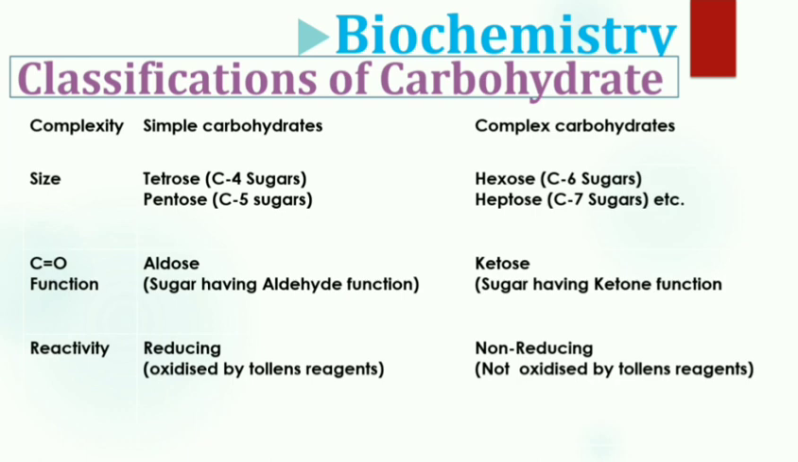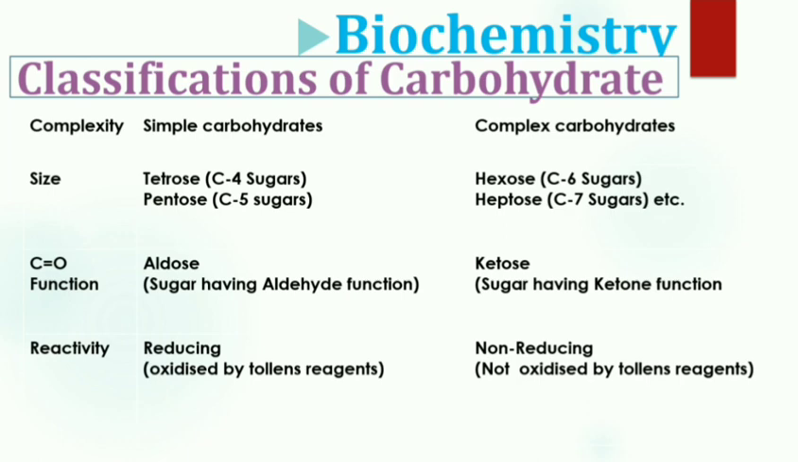Here we have classified carbohydrates into four classes, and I have given the 4 different classifications on these slides. The first class is based on the complexity of carbohydrates. It is divided into 2 classes: simple carbohydrates, which are the monosaccharides, and complex carbohydrates, which contain the disaccharides, oligosaccharides and polysaccharides. So this is the classification on the basis of complexity.